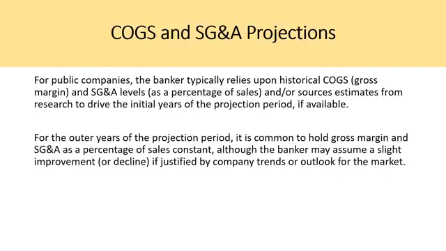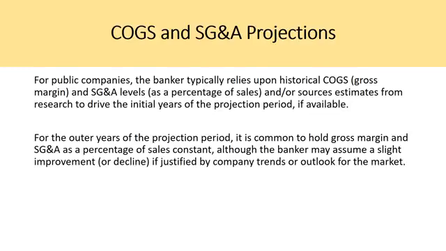So what about COGS and SG&A projections? For public companies, the banker typically relies upon historical COGS and SG&A levels and/or sources estimates from research to derive the initial years of the projection period, if available. For the outer years of the projection period, it is common to hold gross margin and SG&A as a percentage of sales constant, although the banker may assume a slight improvement or decline if justified by company trends or outlook for the market. So SG&A and COGS are relatively simple to project. Usually, it's very common to see just percentage of sales.